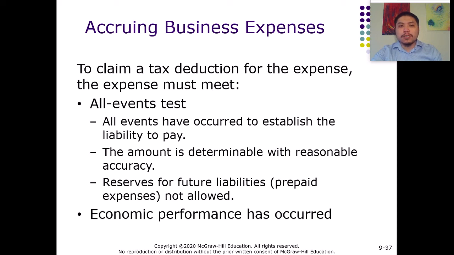So for recognizing expenses, we also have an all events test, right? And basically, it's kind of similar. Basically, the taxpayers can claim a tax deduction, or can claim an expense as a deduction, if the expense meets the following: if the all events have occurred to establish the liability to pay, or the amount is determinable with reasonable accuracy, right?